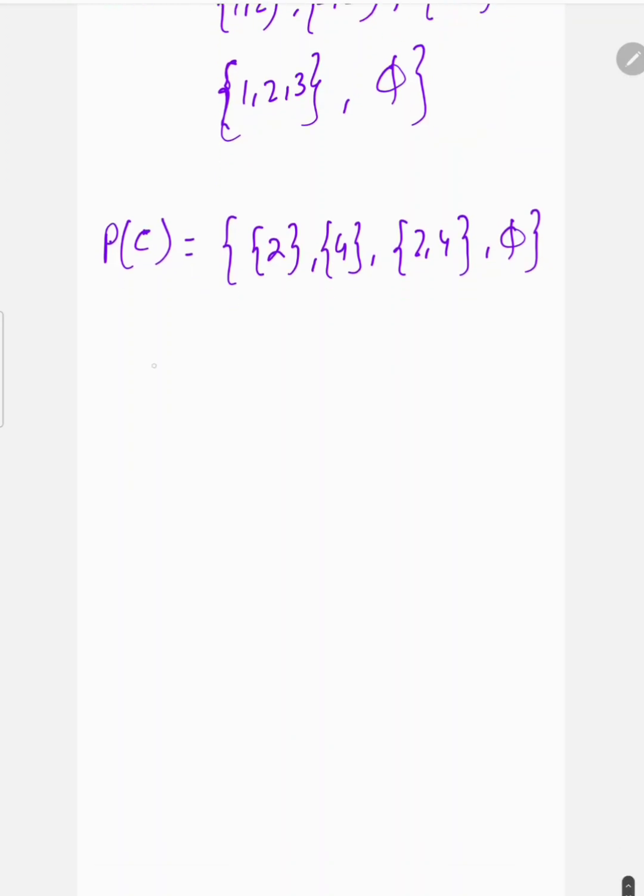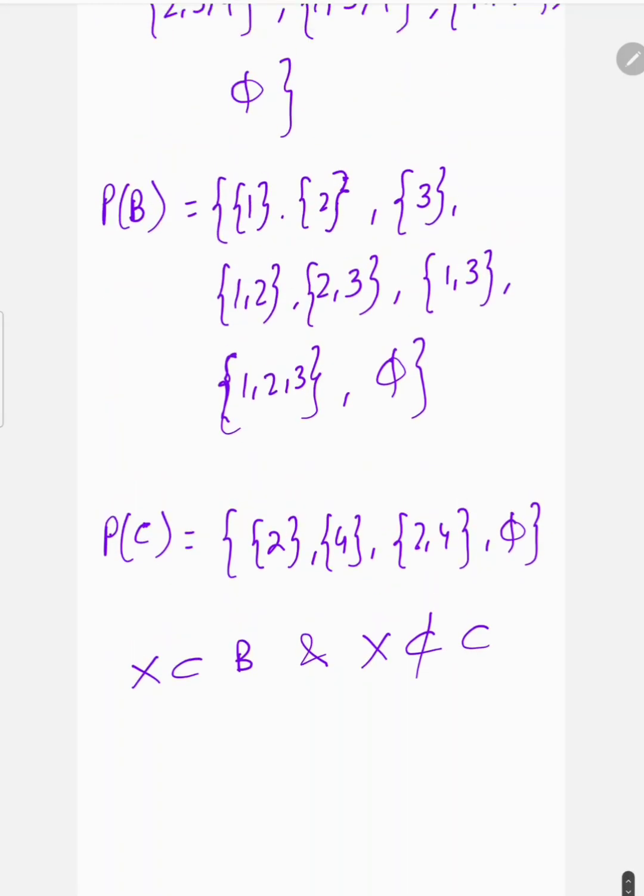Now the question is: X is a subset of B and X is not a subset of C. It means X has to be a subset of B and not a subset of C.